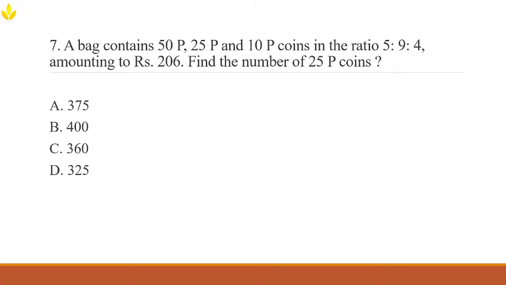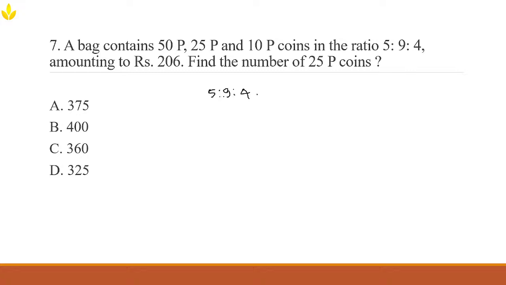So a bag contains 50 paise, 25 paise and 10 paise coins in the ratio 5 is to 9 is to 4, amounting to 206 rupees. Find the number of 25 paise coins. So can anyone tell what is the required answer for this? So the ratios here are 5 is to 9 is to 4.